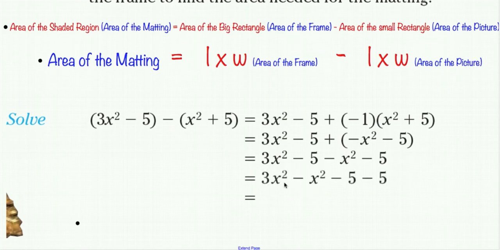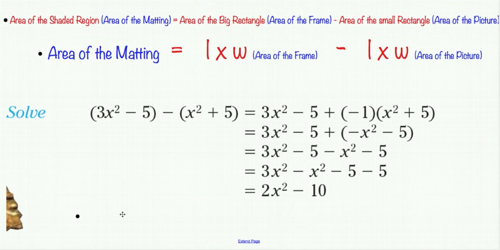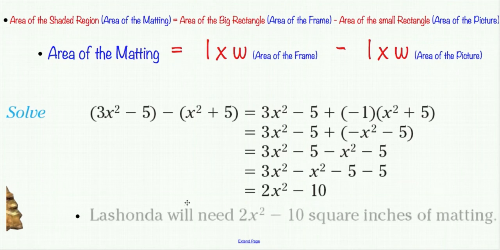And then using the commutative property of addition, you now have 3x squared minus x squared minus 5 minus 5. And adding like terms, we now have 2x squared minus 10. So the area of the matting will be 2x squared minus 10. That's how much Lashonda will need for her matting.